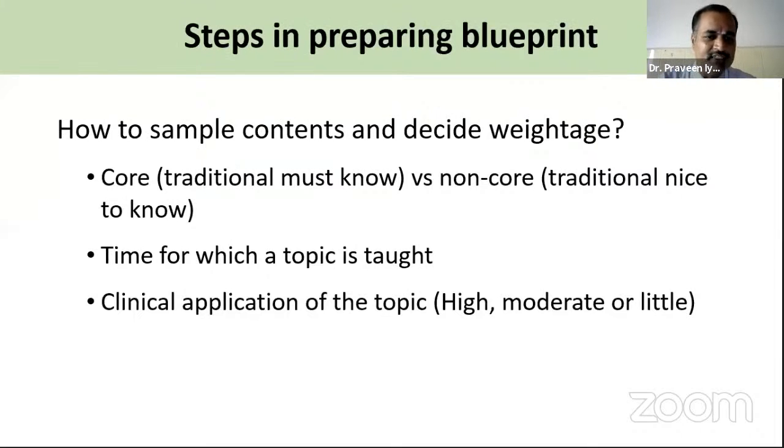We also need to consider how much time we are spending to teach a given topic. That will help us decide the weightage for that topic in an assessment. And then thirdly, we also need to look at the clinical application of the topic that is being taught to the students, whether the topic has high clinical application, moderate clinical application, or no or little clinical application. Based on that, the weightage for that topic will be decided.